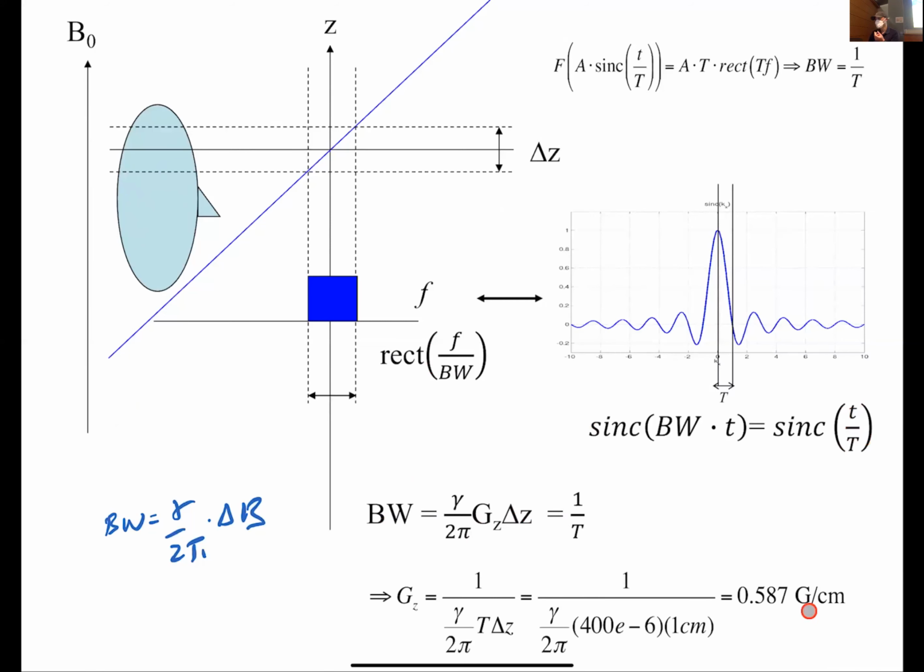Okay. So the idea is that T specifies the bandwidth of the pulse. So once I know the bandwidth of the pulse, I can set my gradient amplitude such that over some delta Z, I get the same bandwidth. So it's just a matter of setting bandwidths equal to each other. Okay, so I think that's all for today.